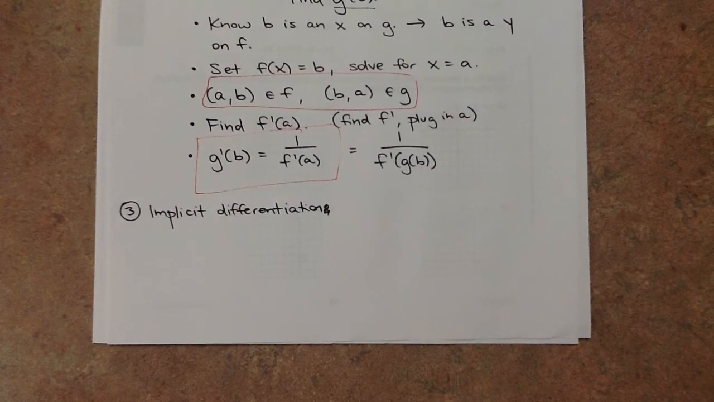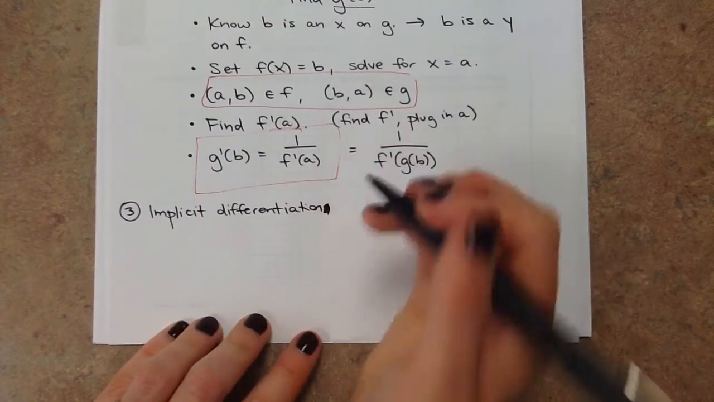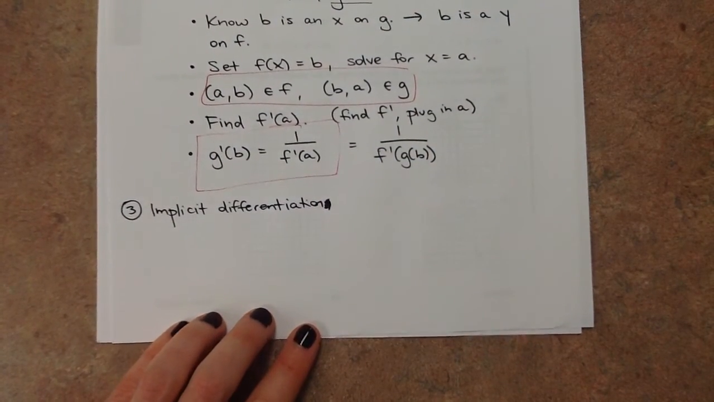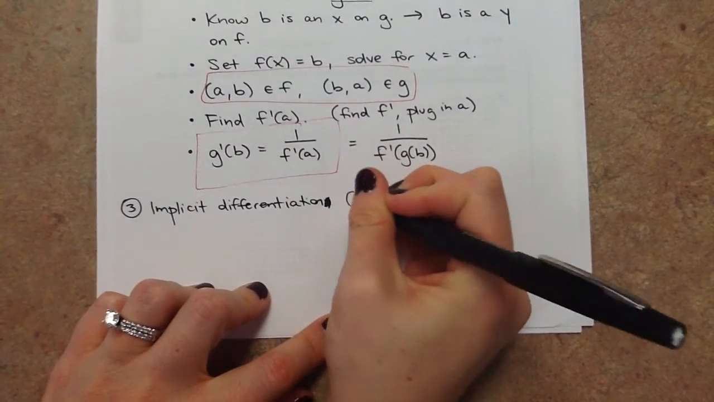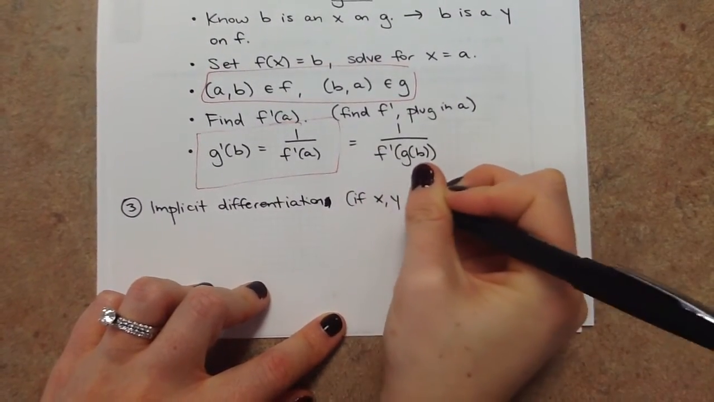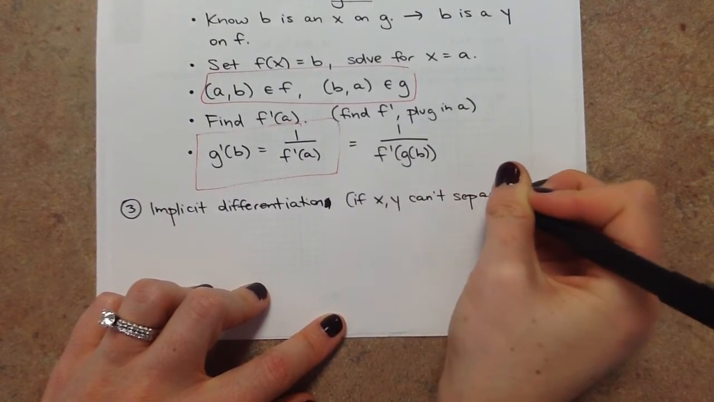Okay, so implicit differentiation, that's when the x's and y's are all mixed up and you couldn't separate them if you wanted to. If you can't get the y by itself, you'd have to use implicit differentiation. I wrote differentiations, I was just trying to get rid of an s that doesn't make sense. So if x and y can't be separated, then you would use implicit.